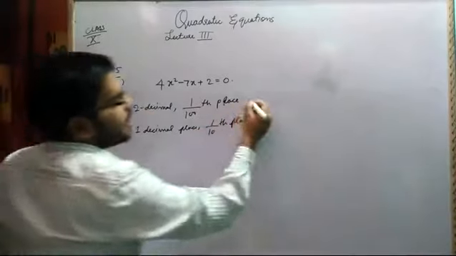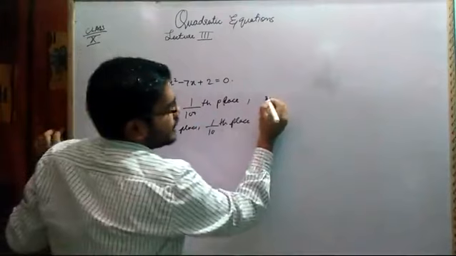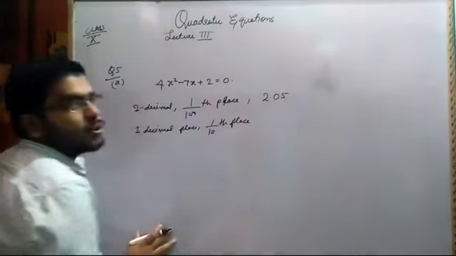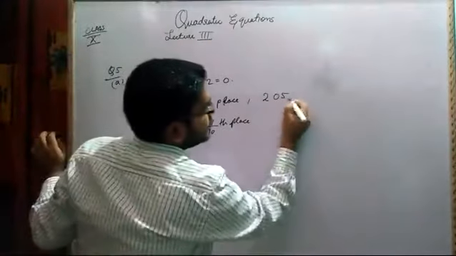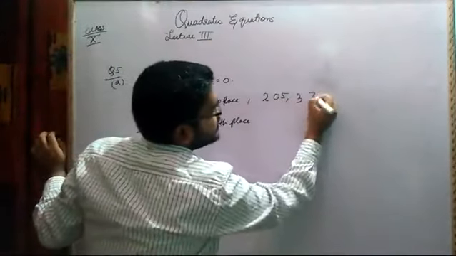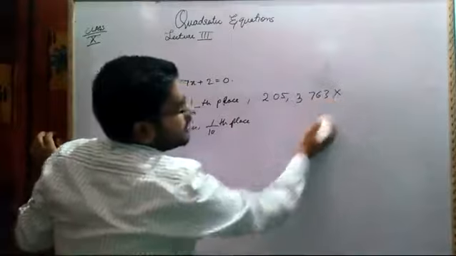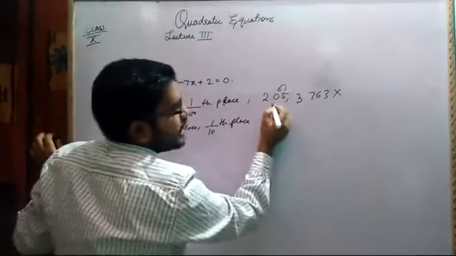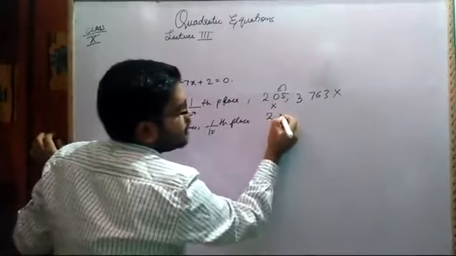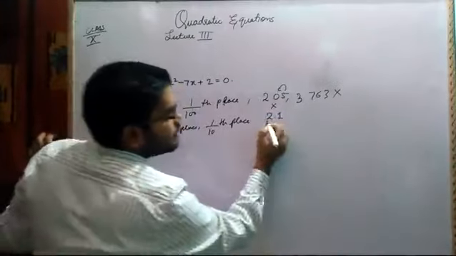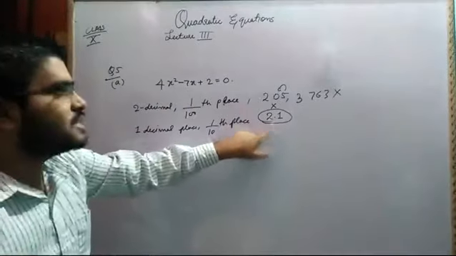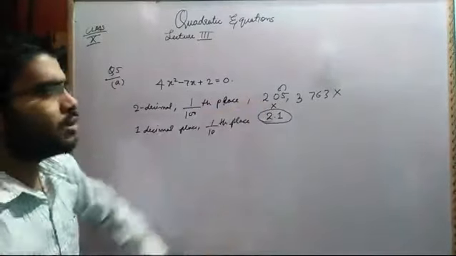2 decimal places, or 1 by 100th, means like I have the number 2.05. This is up to 2 decimal places. If I write 2.3763, this will be incorrect. I cannot round off this one either. If I round off, then my answer will be incorrect. Like if I round off, it will become 2.1, but my answer is not up to 2 decimal places. So I am not going to write this answer. I will leave my answer up to here only.